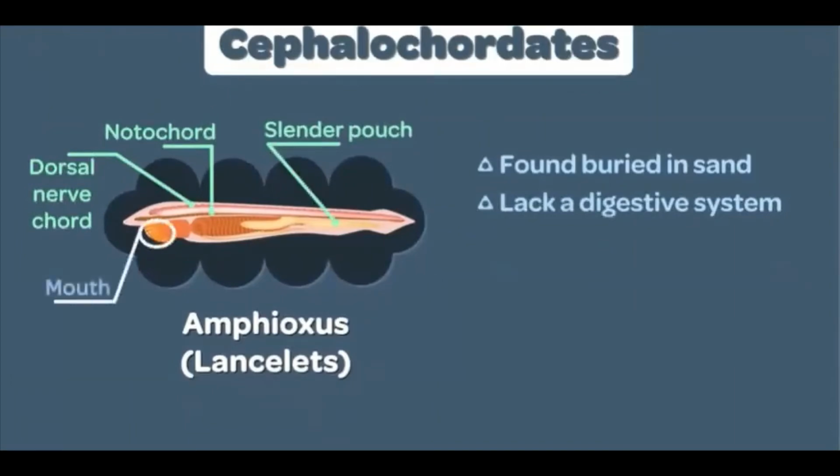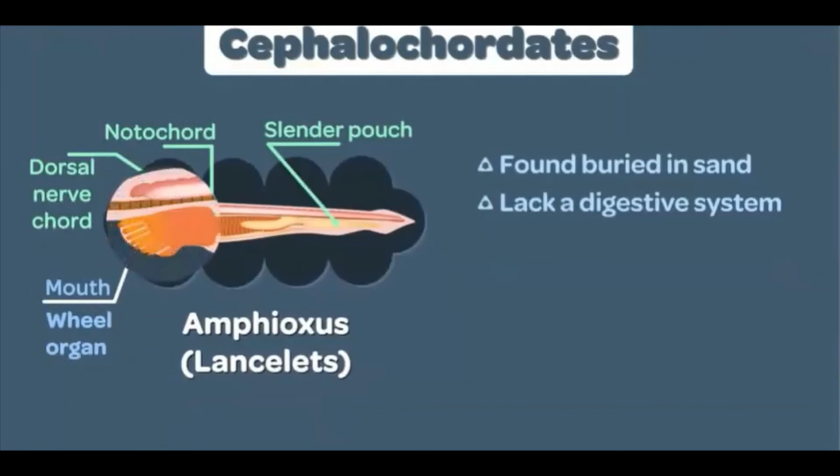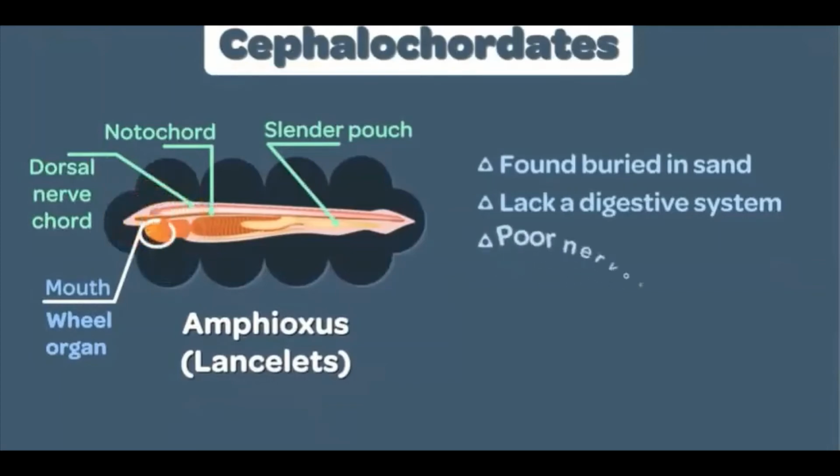The mouth contains a unique feature called the wheel organ. And what exactly is this? Any idea? Well, the wheel organ, as we can see here, is nothing but a set of ridges that surrounds the oral cavity. It helps in trapping food particles as they enter the mouth along with the water. The nervous system and other senses are also poorly developed.